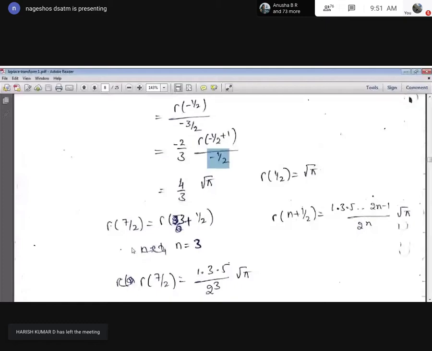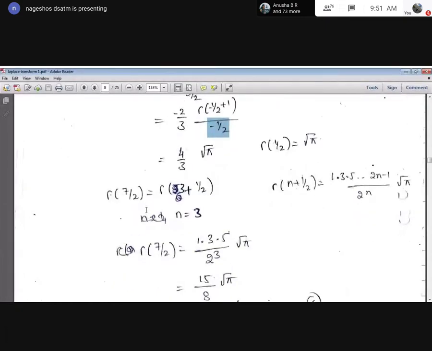Next, for this we have one more formula. Gamma of n plus half is equal to 1 into 3 into 5, odd numbers, divided by 2 power n, into root pi. This is 2 power n.